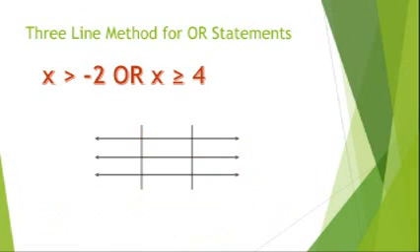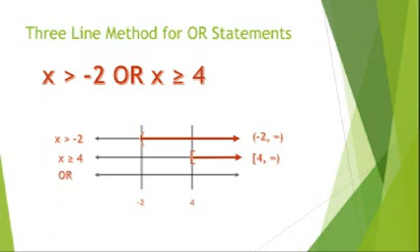In our next OR example, we're going to look at x greater than negative 2 or x greater than or equal to 4. Okay, so here in our first one, we do not include the endpoint, and we're greater than, so we go all the way to the right. Again, this is all the points between negative 2 and infinity. In our second inequality, x greater than or equal to 4, we do include the endpoint. And we also are going to shade to the right. So this is going to be all the points from 4 to infinity, including 4.